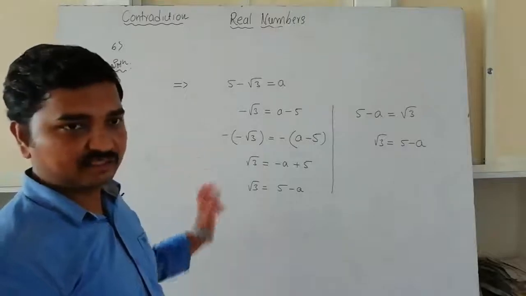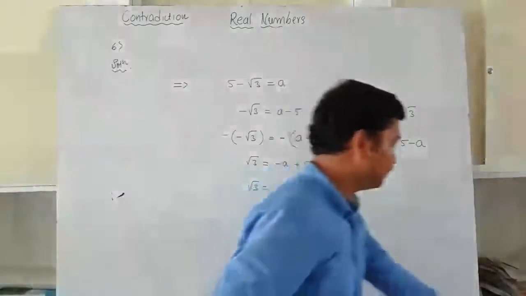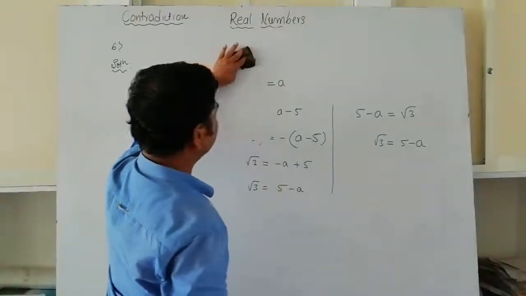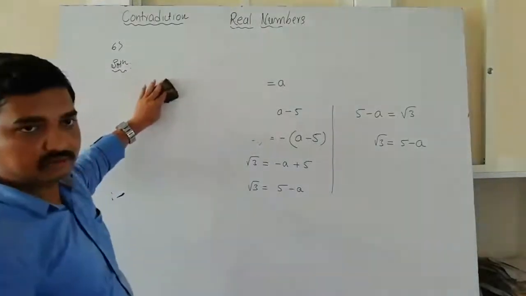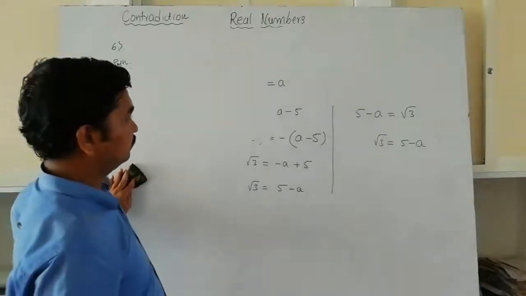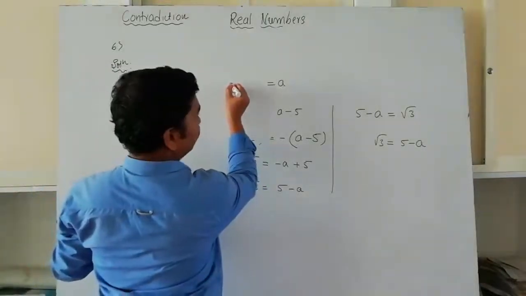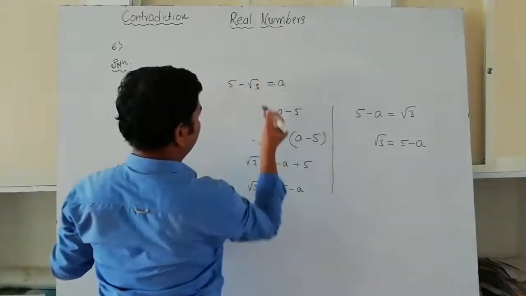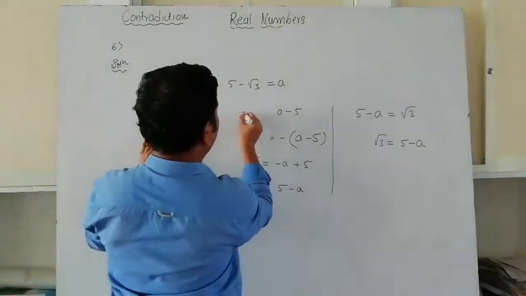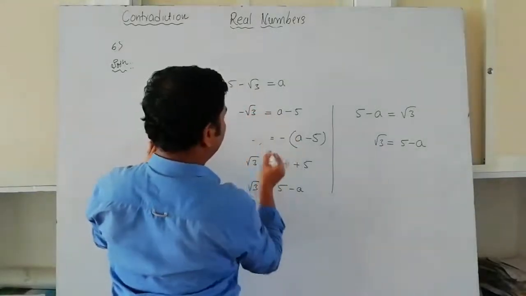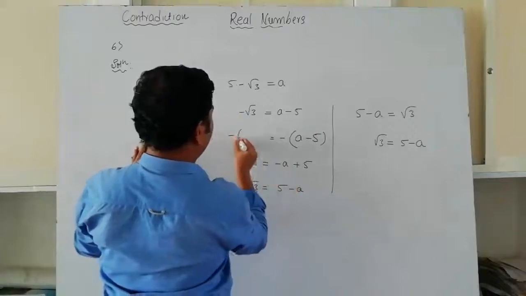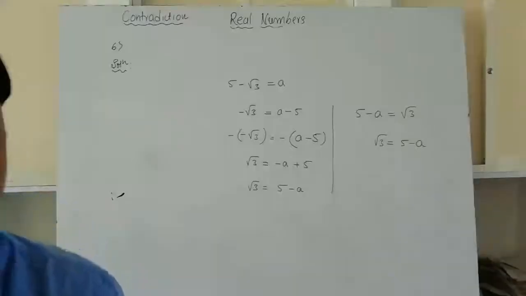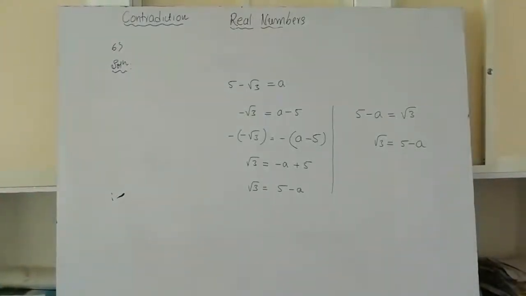Will you write the answer for this one? Sir. Okay, so now I will move on to the next question. If you want to write this one, you can write five minus root 3, and then minus root 3 is equal to, and then here actually I have multiplied by negative sign. Are you understanding the question? Are you understanding the solution?